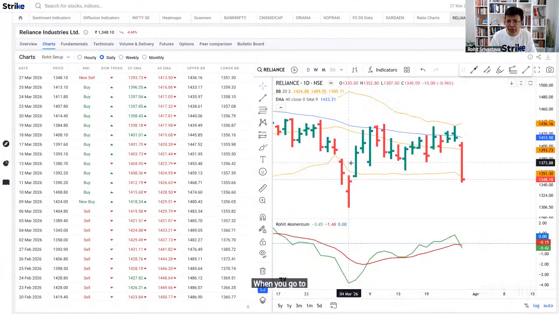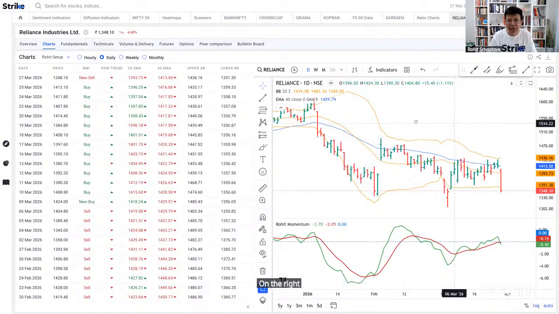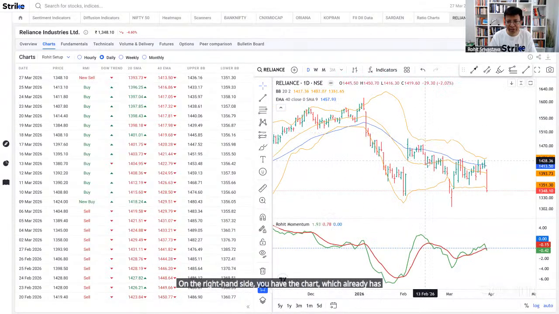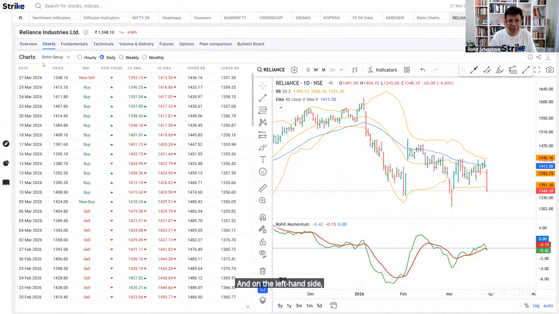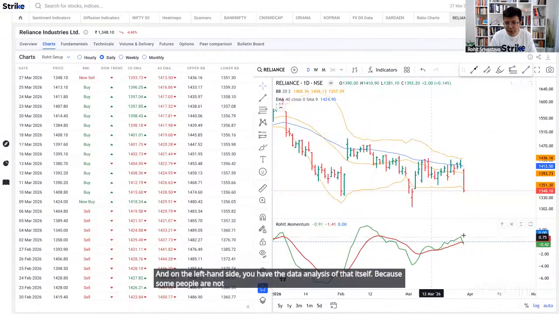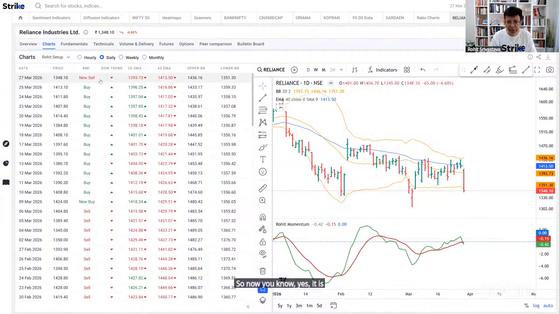When you go to the chart on Reliance Industries, you see something populating. On the right hand side, you have the chart, which already has moving averages and the RMI indicator plotted on top of it. And on the left hand side, you have the data analysis of that itself. Because some people are not comfortable looking at, oh, this green went below the red. Is this a sell signal? It says over here, new sell signal. So now you know, yes, it is a new sell signal. Nobody has to tell you.